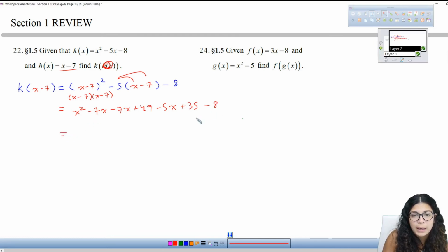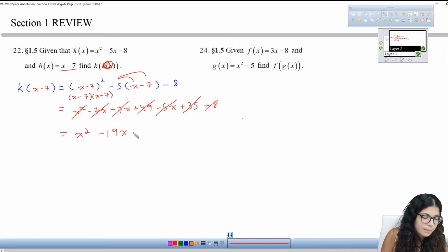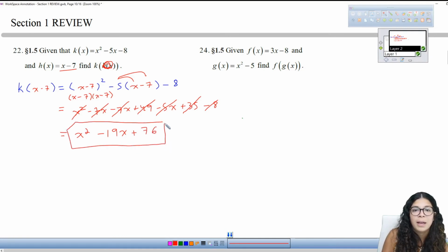And then we just go ahead and combine like terms. X squared can't be combined. Negative 7x minus 7x is negative 14x, minus 5x is negative 19x. 49 plus 35 minus 8 is 76. And that is k of h of x.